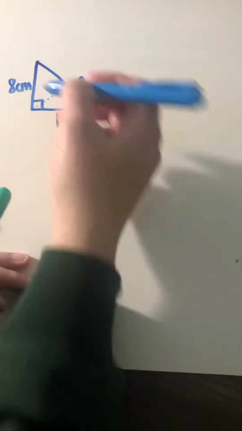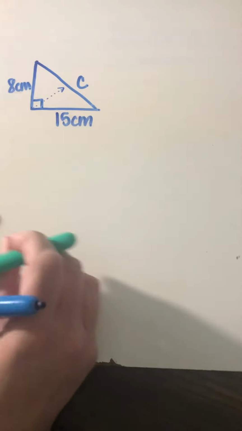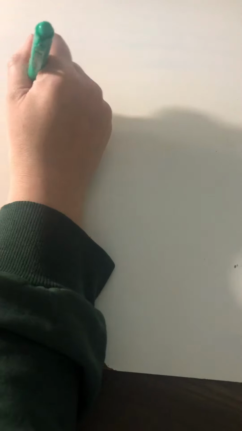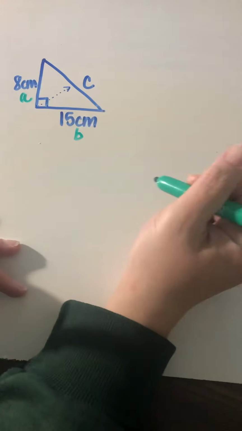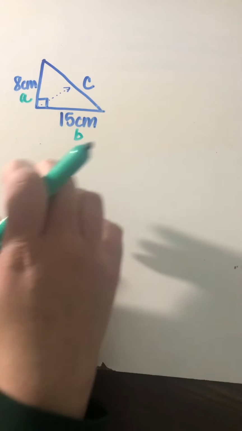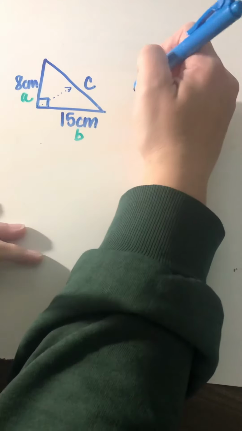So the other two sides are A and B, and it does not matter which one is which since they don't label them. What you could do is just put the label next to one of the sides, or next to both sides.